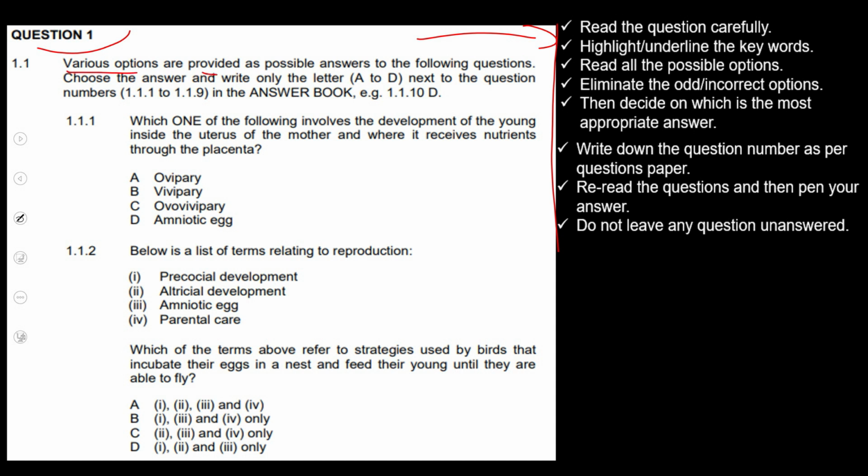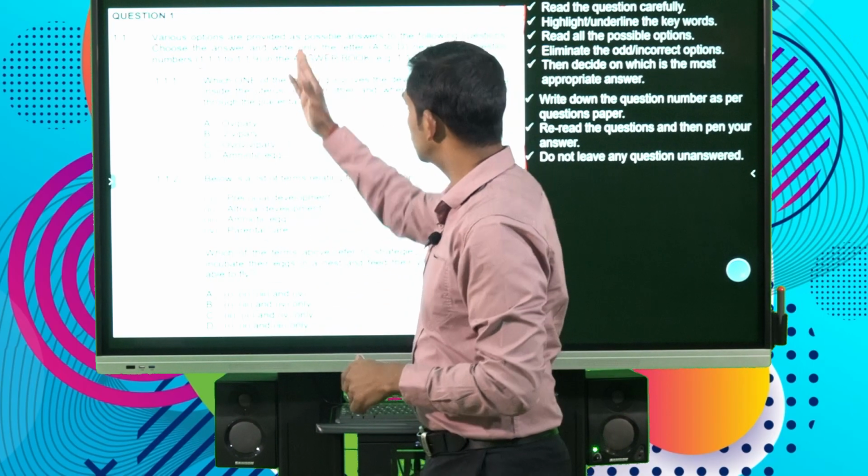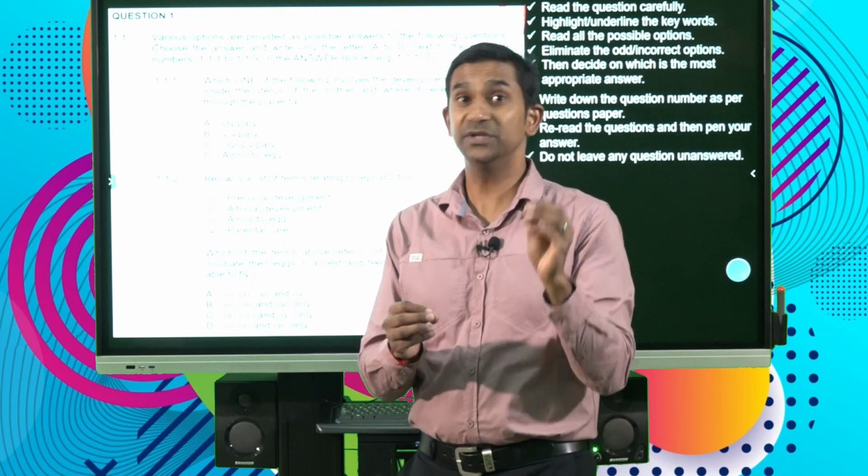Various options are provided as possible answers to the following questions. Choose the answer and write only the letter A to D next to the question numbers 1.1.1 to 1.1.9 in the answer booklet. Example 1.1.10, answer D. So guys, the examiner has given us a specific set of instructions as to how to present the answer. It's important that we do this.